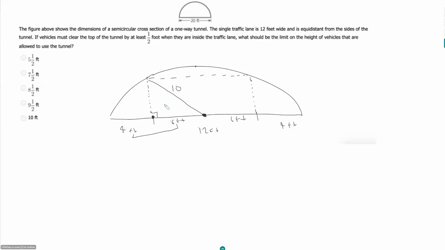So based on that, we can use Pythagorean theorem, where we know this is a 3, 4, 5 triangle, it looks like, except it's just multiplied by a factor of 2. So it should really end up being a 6, 8, 10 triangle. And so this guy here is 8 feet. So if this here is 8 feet, then we got to take half a foot off from that. So the limit on the height of the vehicle is 7.5 feet.